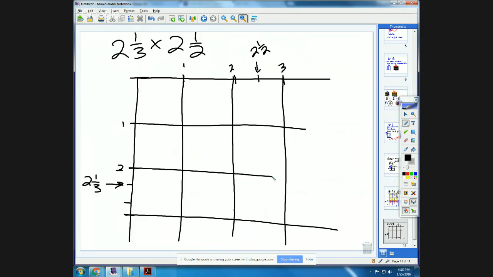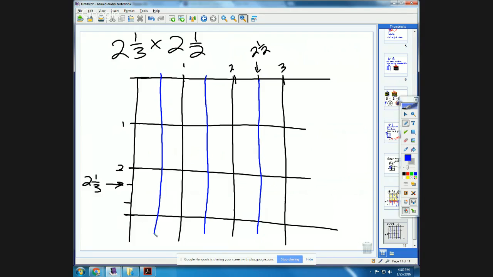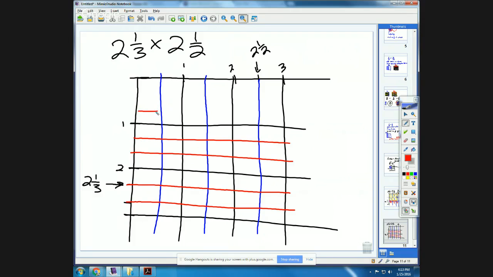So my answer sits inside a 3 by 3 grid. And then I'm going to go through and cut my halves and thirds. So here's half, half, half. Go the other way. Thirds, thirds, thirds, thirds, and so on.